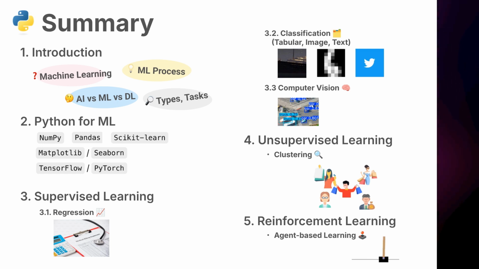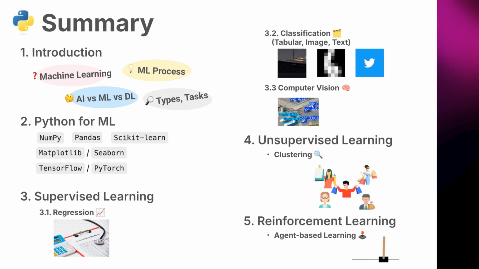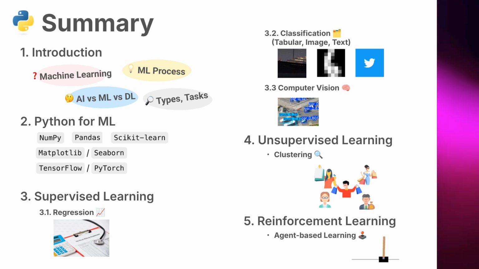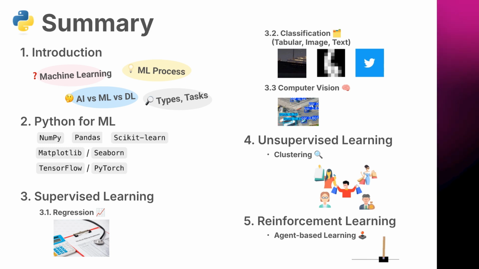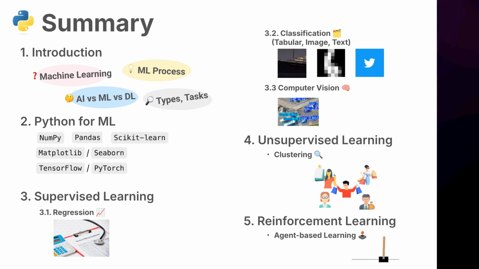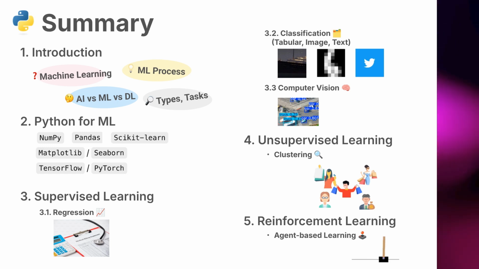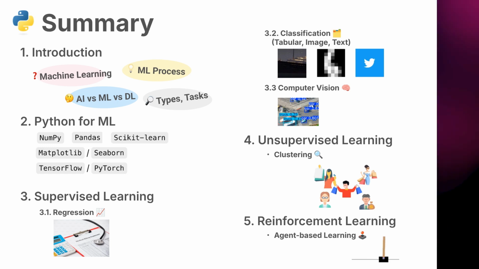4. Unsupervised learning, especially clustering. We then explored unsupervised learning, where the model identifies hidden patterns without labeled data. We used clustering techniques like k-means and evaluated them with metrics such as the elbow method. The task was mall customer segmentation. We grouped customers based on features like income and spending score to identify different marketing personas.